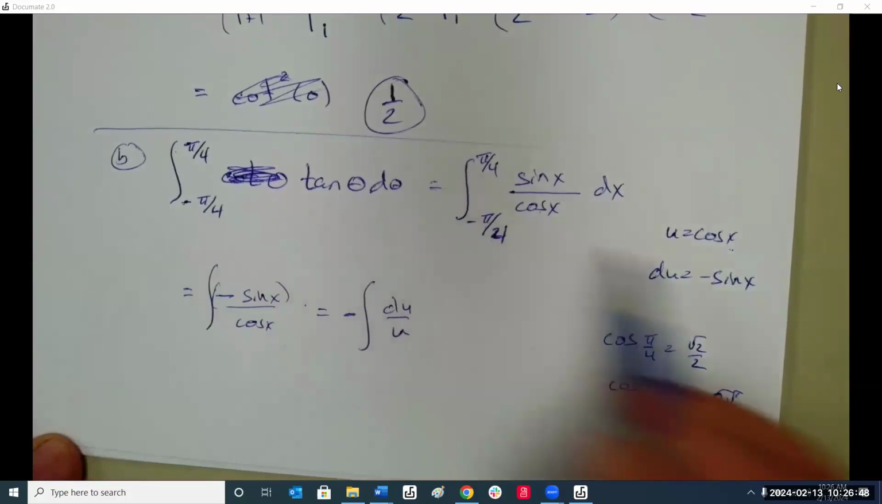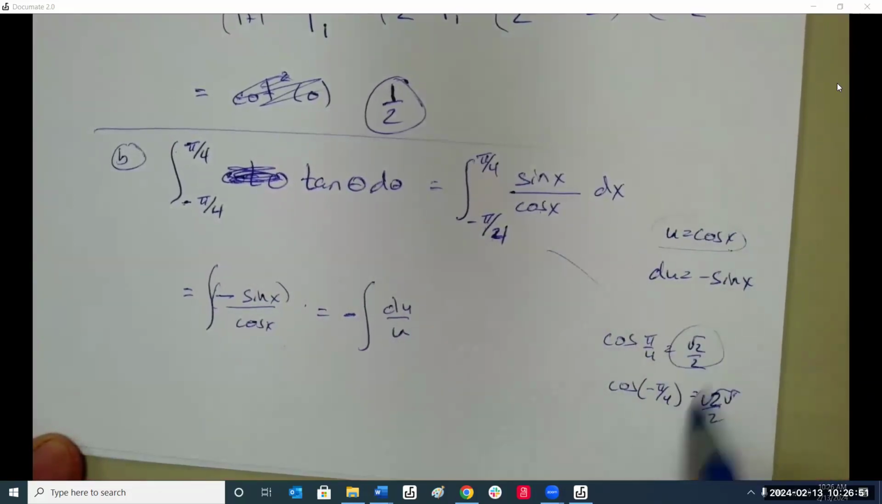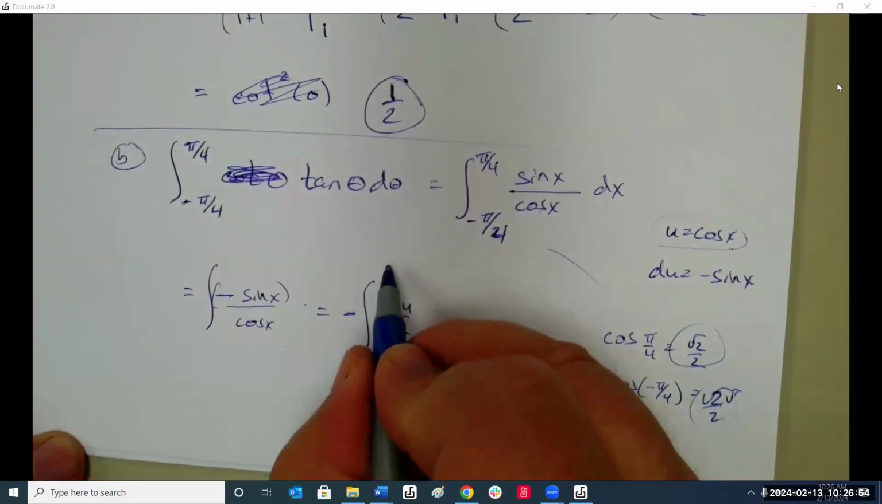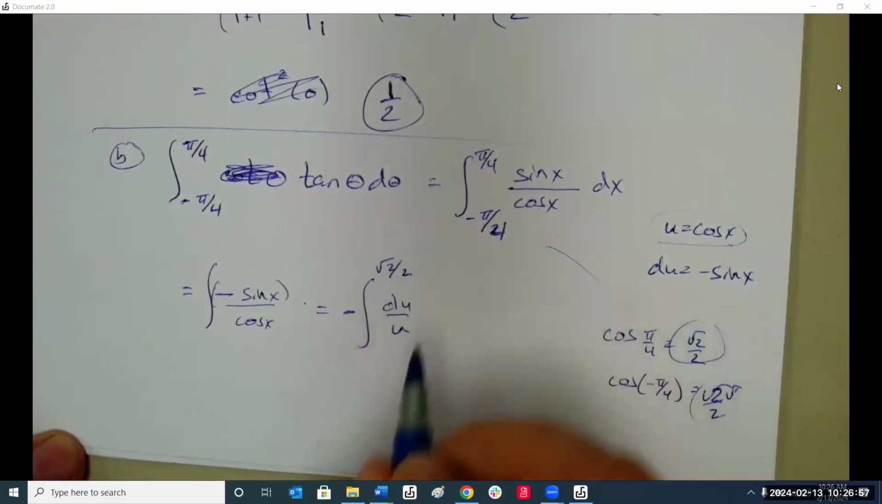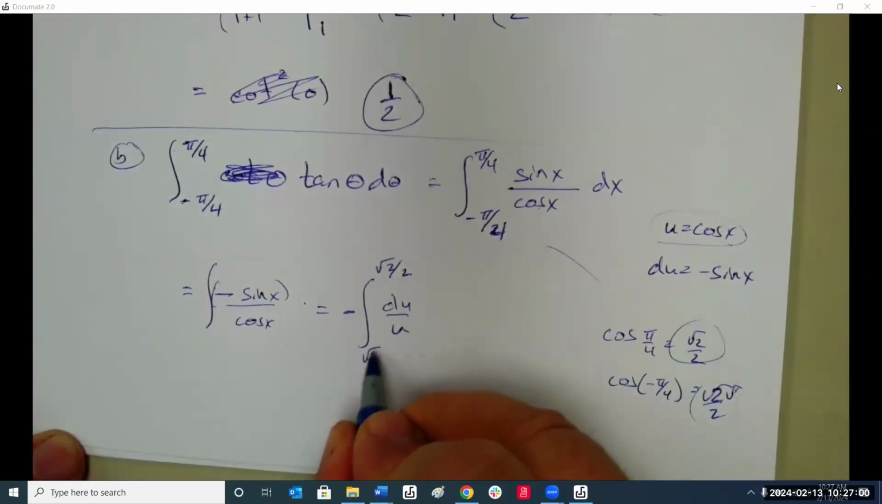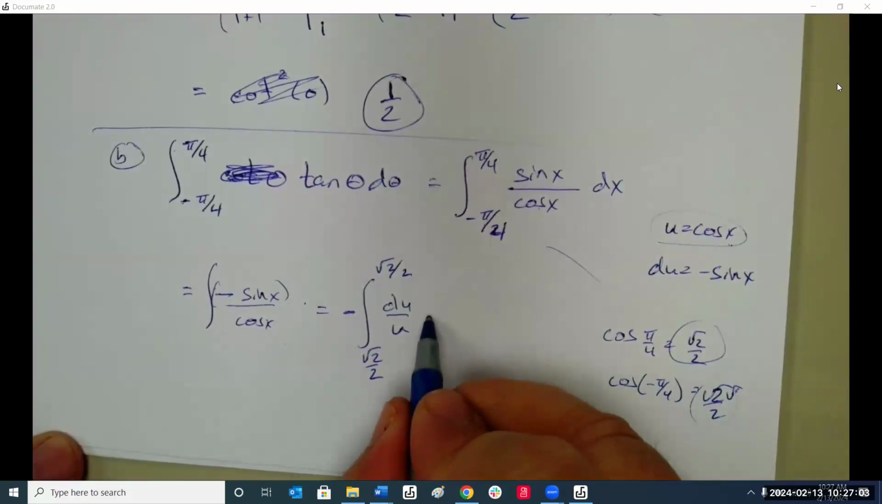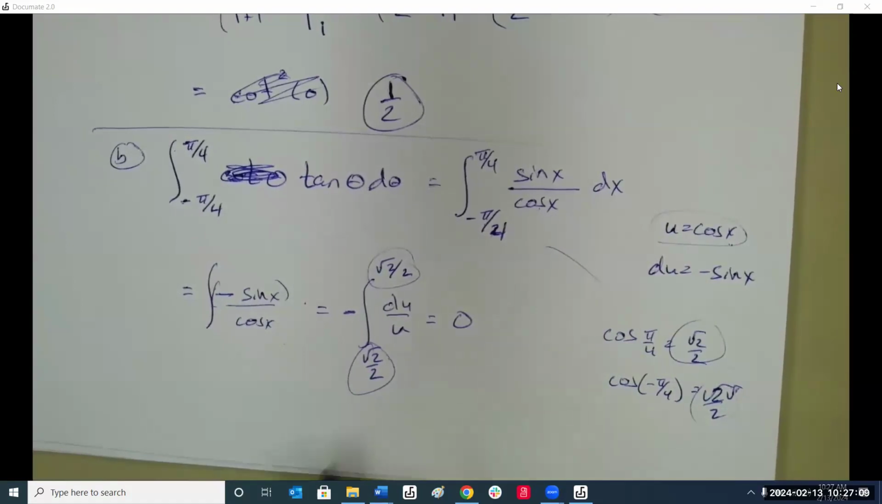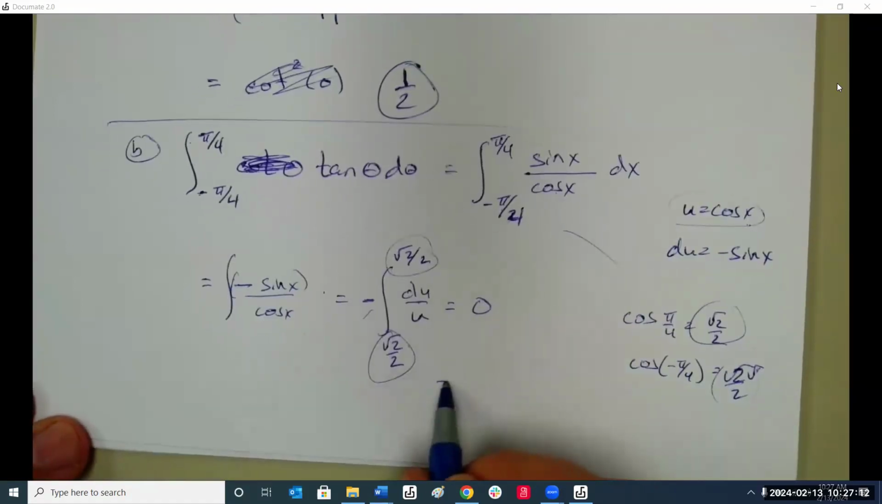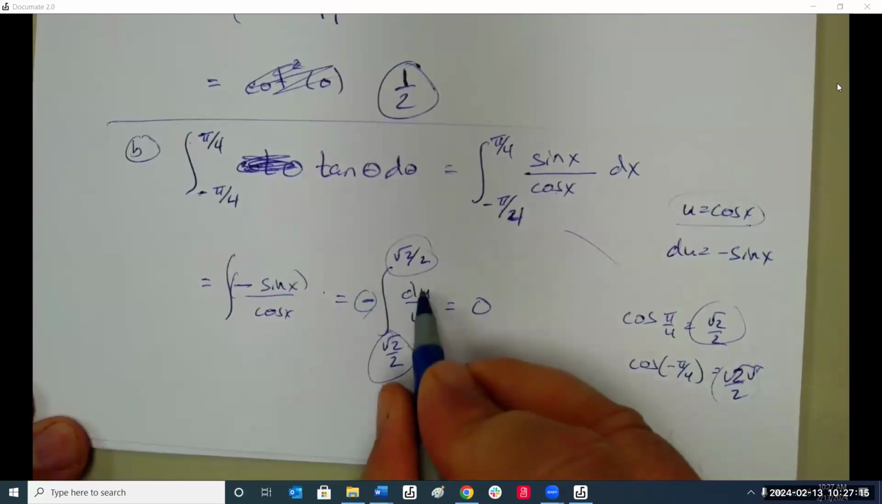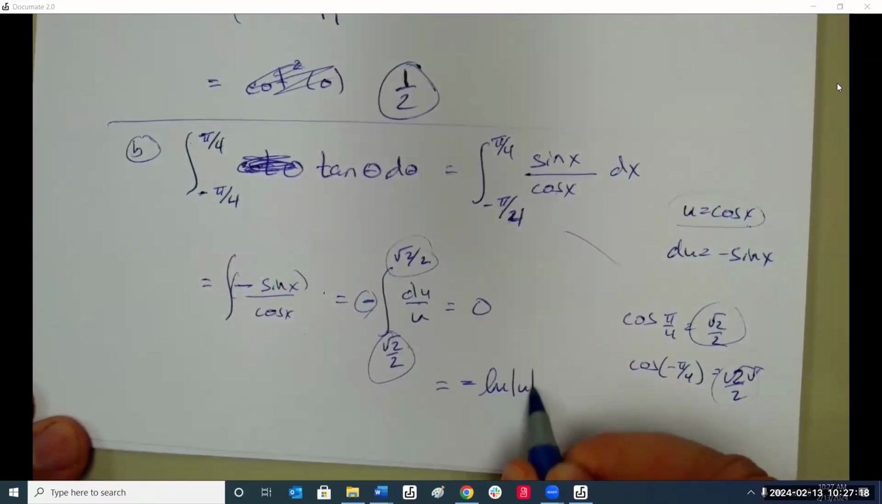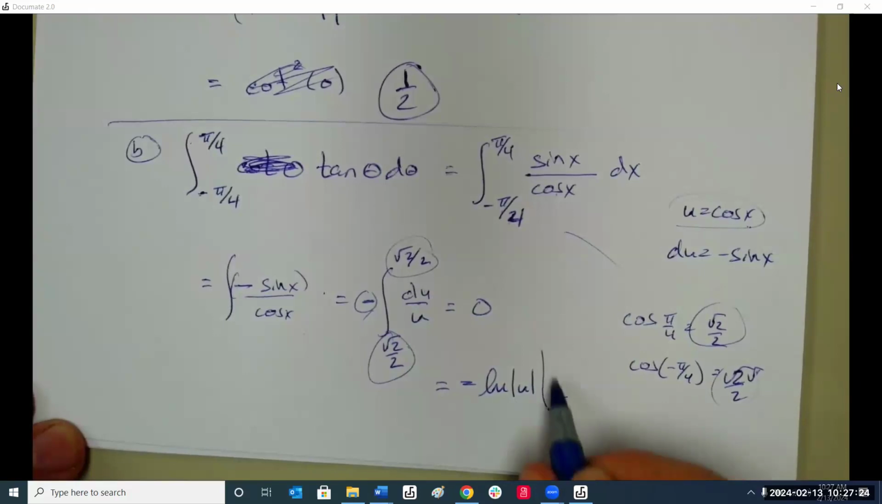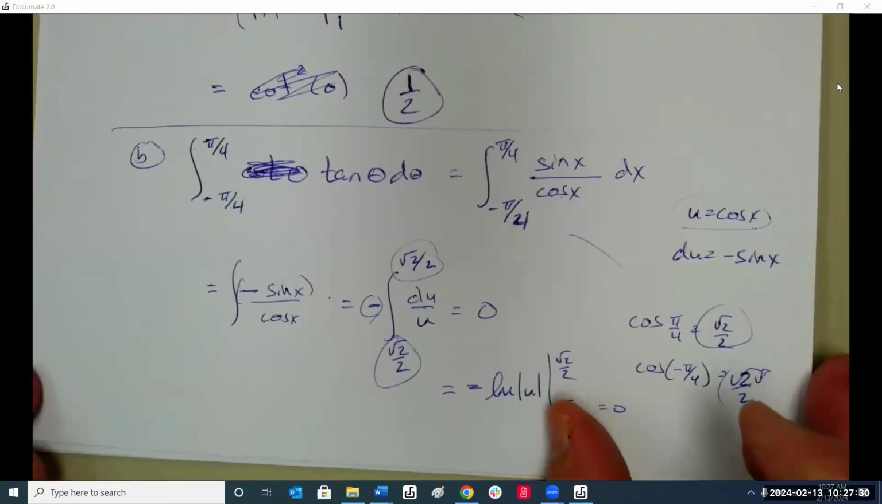So we change the bounds, plug them into u. So we get square root of 2 over 2 to square root of 2 over 2. Since the bounds are the same, it's a single point, we know the area is going to be 0. The integral of this one would have been the negative du over u, which is ln from square root of 2 over 2 to square root of 2 over 2, equal to 0. That wasn't too imaginative of them.